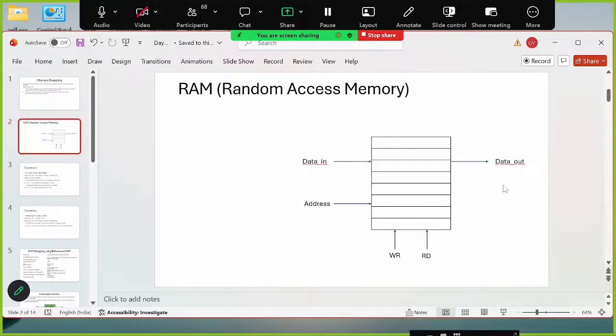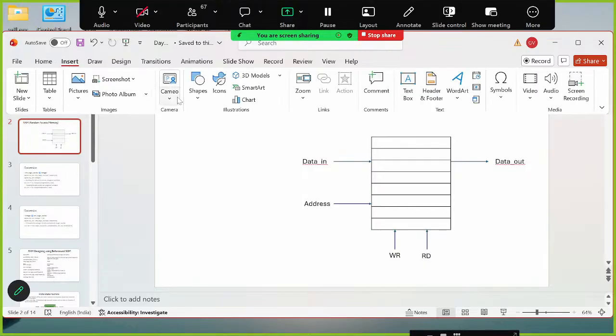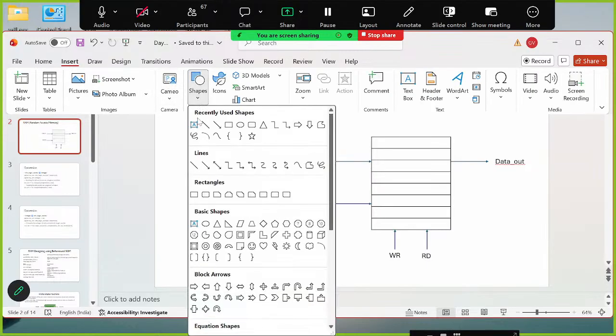Who will tell what is the width of data input and data output, and what is the width of the address line, and on which factor this width depends? Please tell. Tell fast.